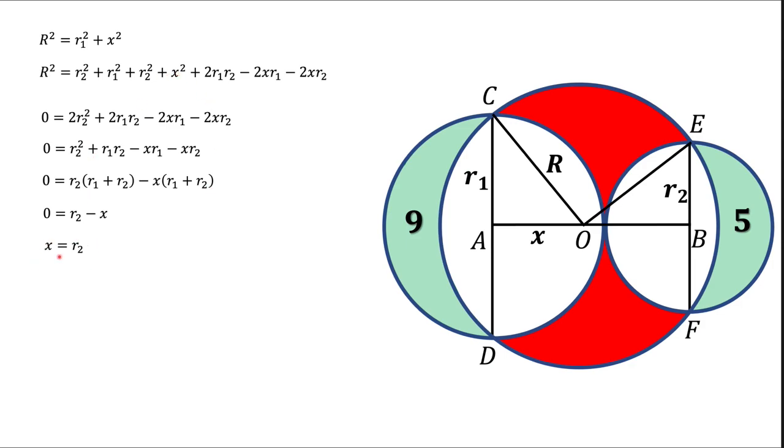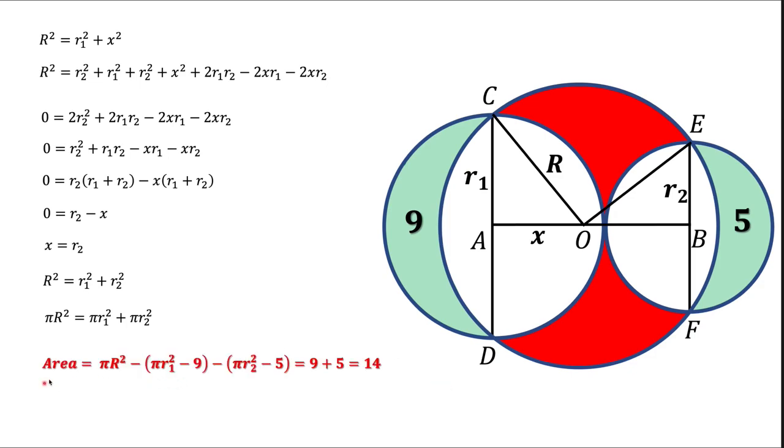Now we're going to plug this value of X into the first Pythagorean theorem here. And that's what we're going to get. And the next step, let's multiply this equation by pi. What this means is that the area of the large circle equals the sum of the areas of the small circles. And that also means that those green areas that are sticking out from the large circle are equal to the red area.